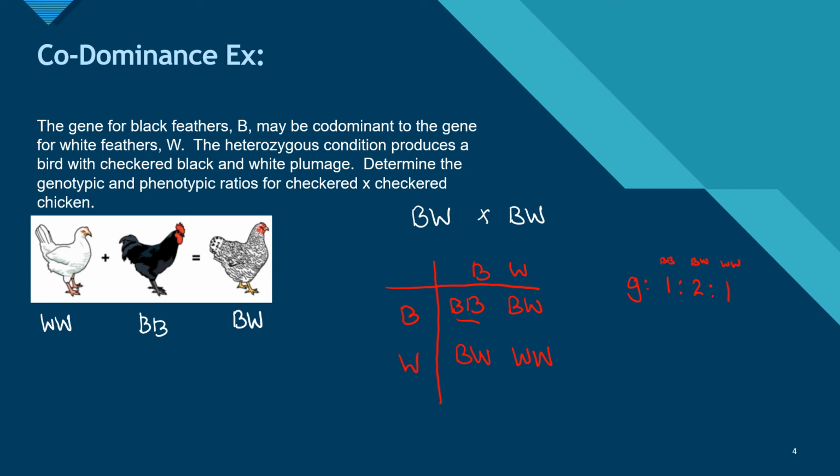Now we have the phenotypic ratio, and this one is where we actually use the words to describe. So it's the same thing, except we write it in words. So we have 1 that is black, because the big B represents black, so we just write black below it in small letters. We actually have 2, just like in the one above, that are checkered, so I'm going to write checkered under that one. And then our last one, just like up here, the WW one, is white. And that is how you do a codominance question.